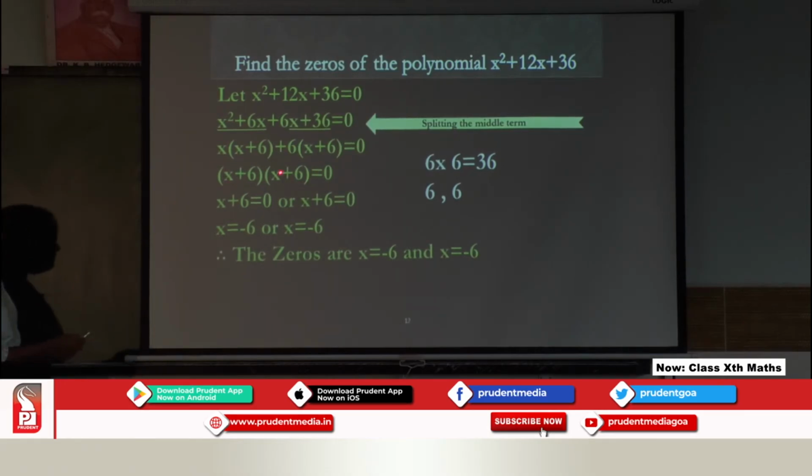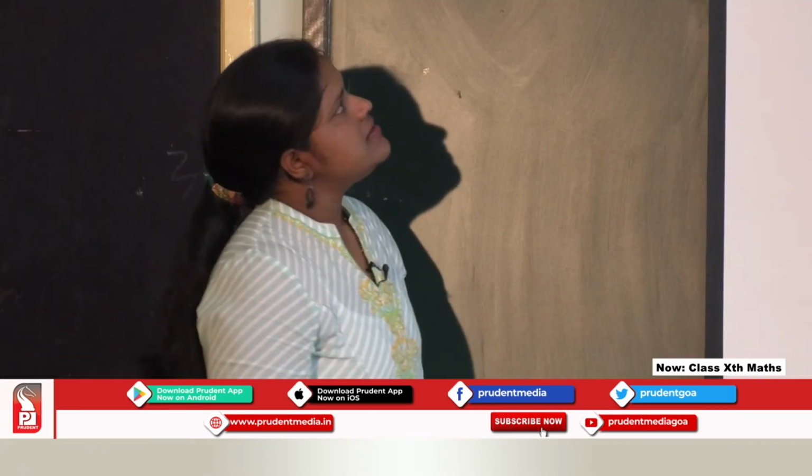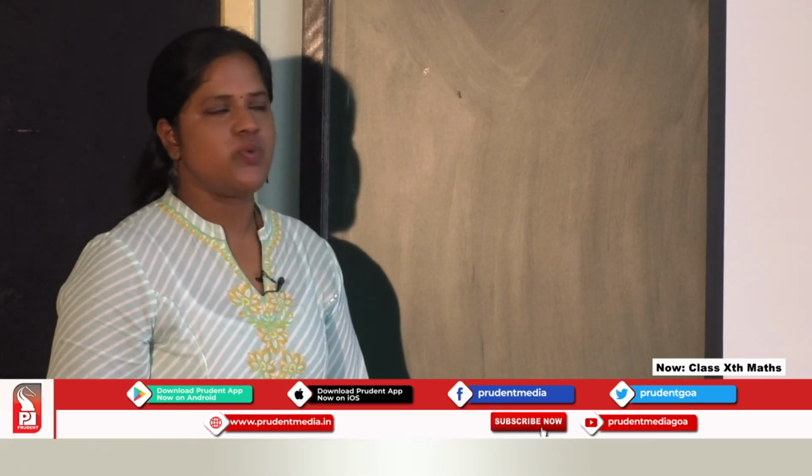Again the product of two factors is 0, that means each one can be equated to 0. So what you get is x is equal to minus 6, or for the second one x is equal to minus 6. Here both the roots are equal. Therefore the zeros are x equal to minus 6 and x equal to minus 6. Okay, now let's move on to the next one.